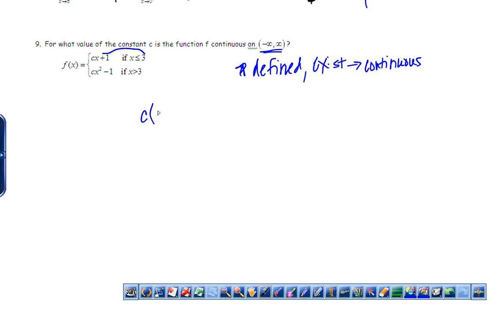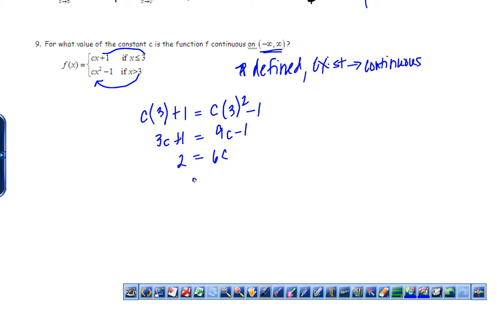So I'm going to take c and plug in a 3 plus 1, and I'm going to see what it equals when I plug in a 3 down here as well. So c times 3 squared minus 1. And I'm going to solve and see what c is possible to be. Okay, so this would be 3c plus 1, and this would be 9c minus 1. So this would be 2 equals 6c, or c is equal to 1/3.